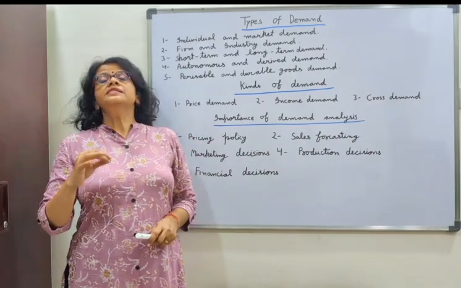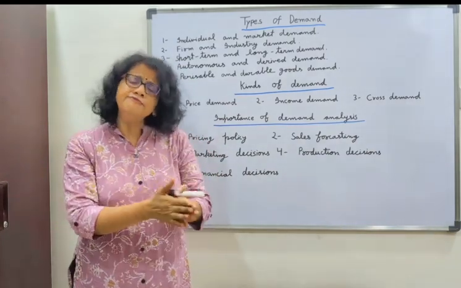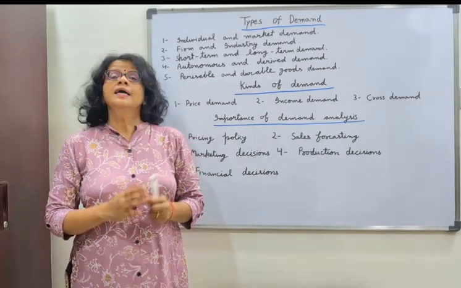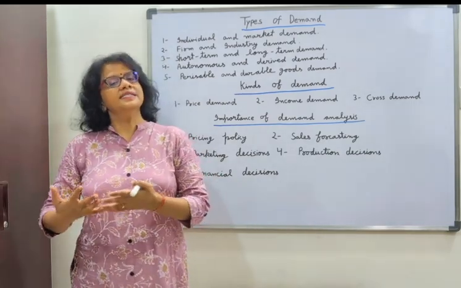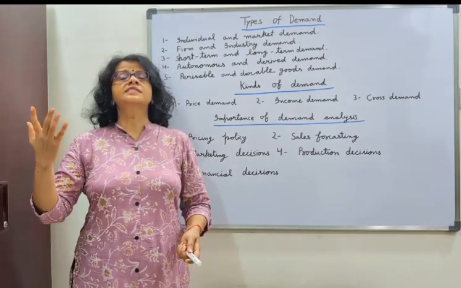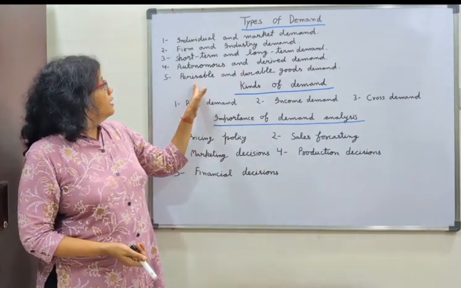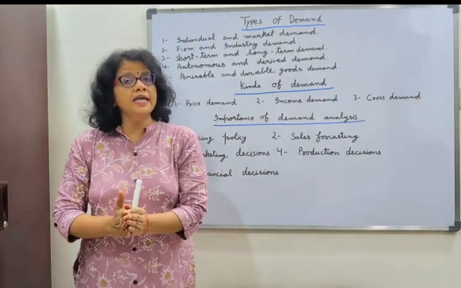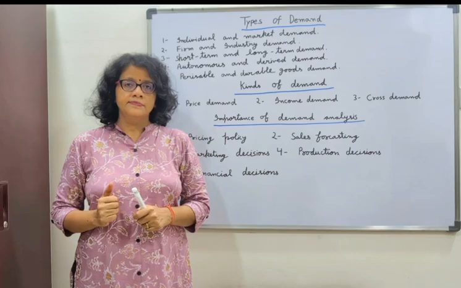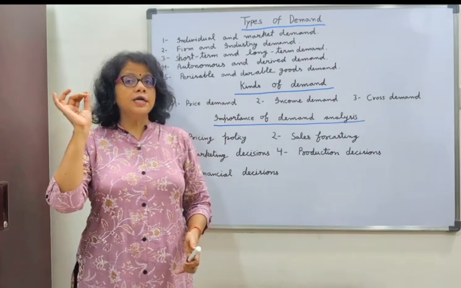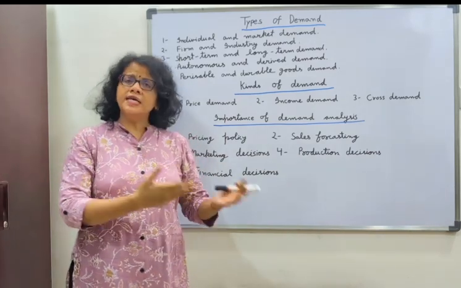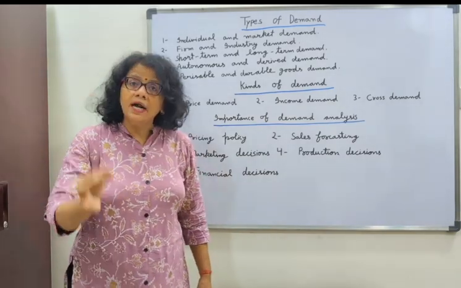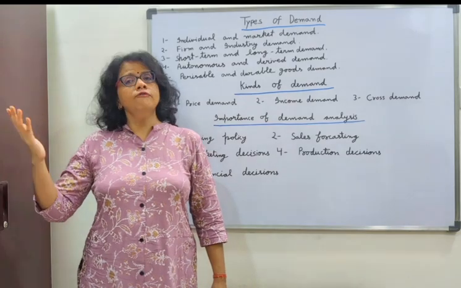Next, short term and long term. When any product is demanded for a specific, short period of time, that is called short term demand. For example, AC is demanded in summer and woolen clothes are demanded during winters. Long term demand is when the product is demanded for the long term.